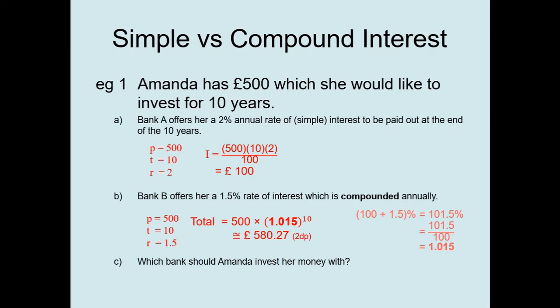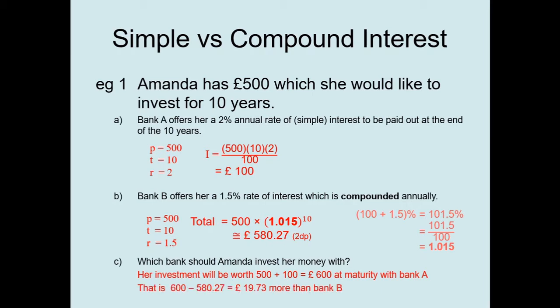So thinking about that, her investment would be worth 500 plus the 100 interest, which is £600 at maturity with Bank A. So Bank A gives her a greater final amount of £600, whereas Bank B only gives her £580 and 27 pence at maturity. That's only £80 and 27 pence in interest. So I would say go with Bank A.